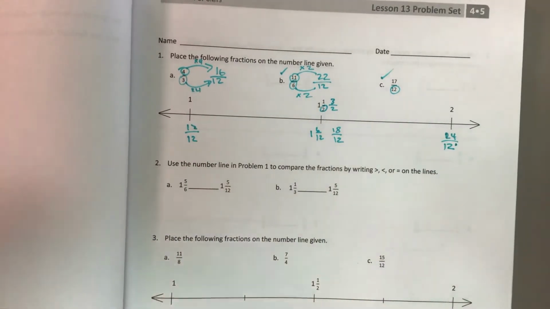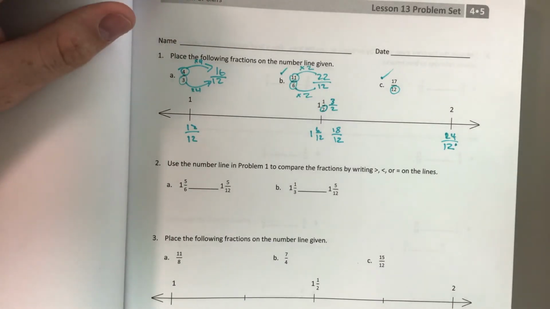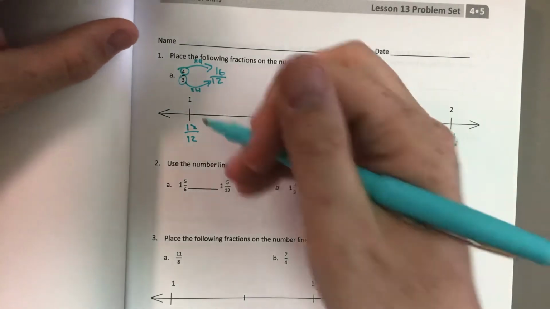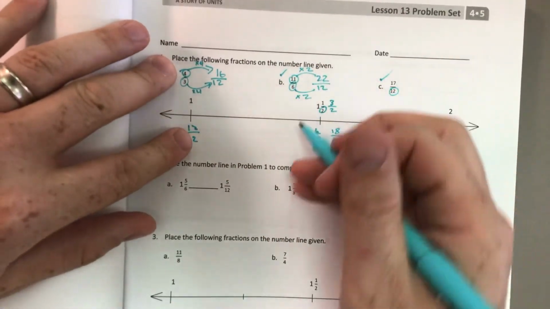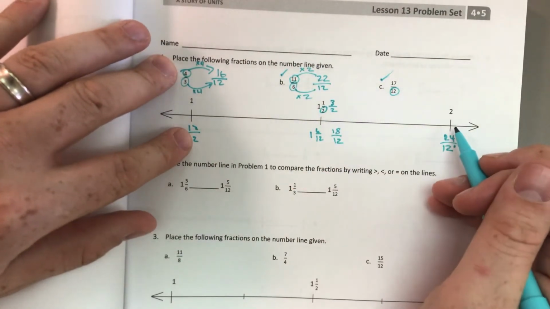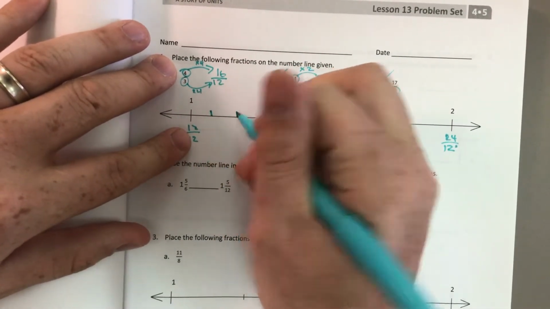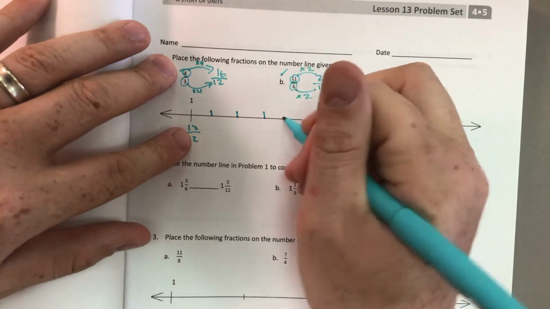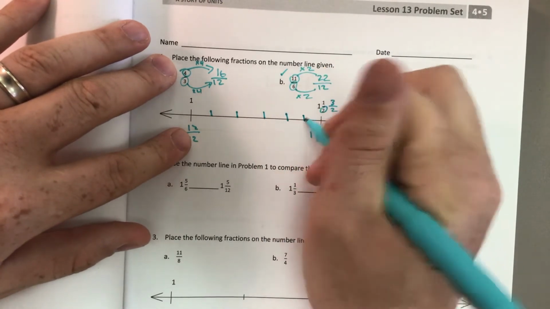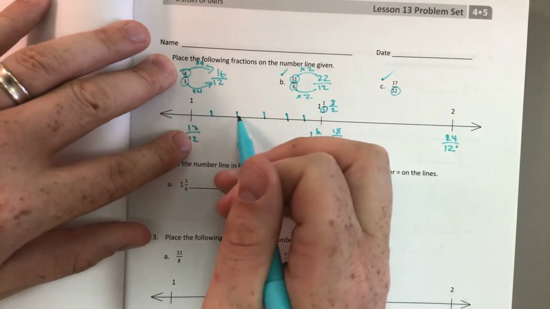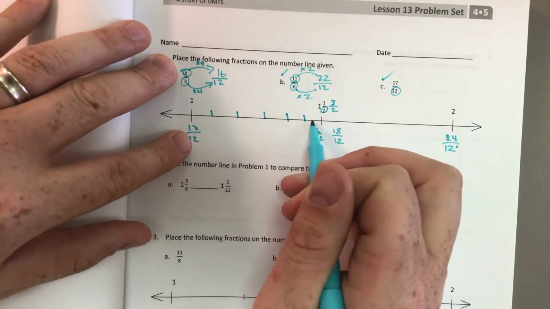Okay, so now I can start placing my hash marks, and I know I have to get 6 hash marks here and 6 here to equal the total of 12. So we have 1, 2, 3, 4, 5, 6.